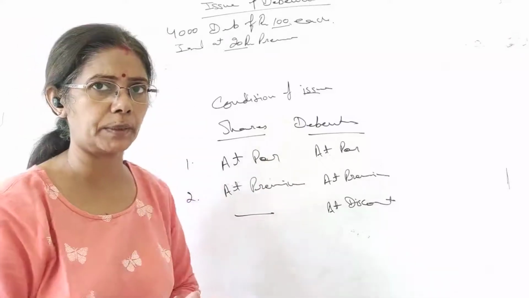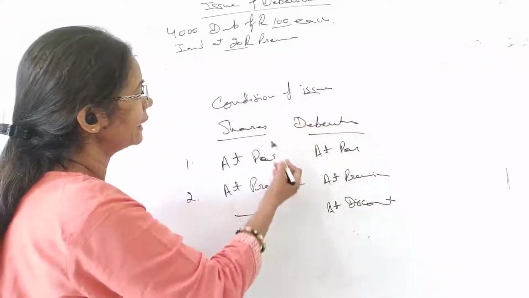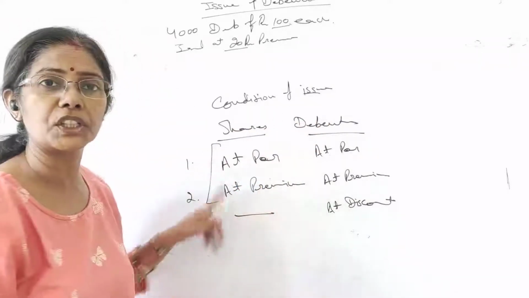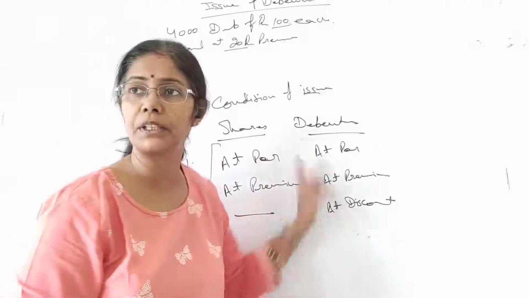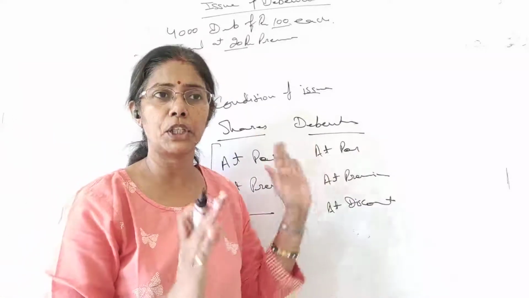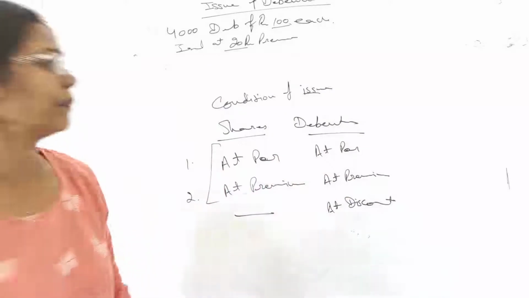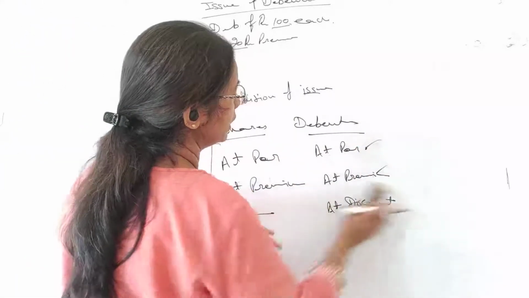Redemption वाली बात बाद में, ठीक है? So issue की क्या condition है? Shares can be issued at two conditions, par and premium, but debentures can be issued at all the three conditions. Okay. So two conditions we have done. The third one.